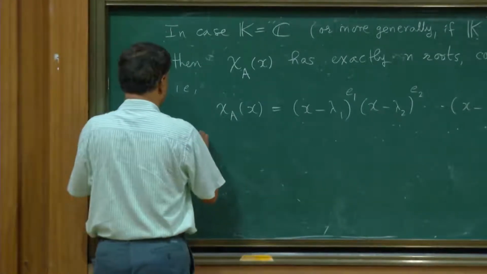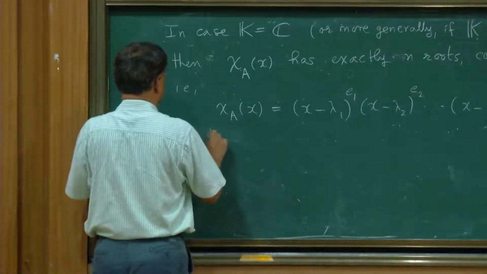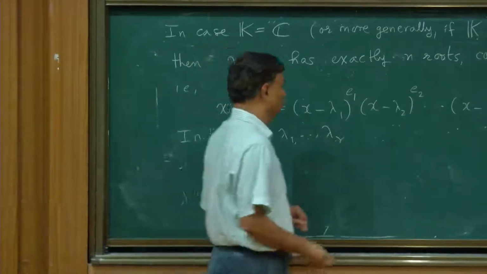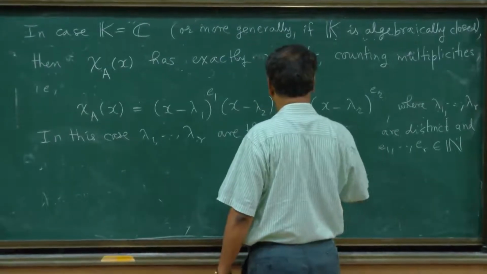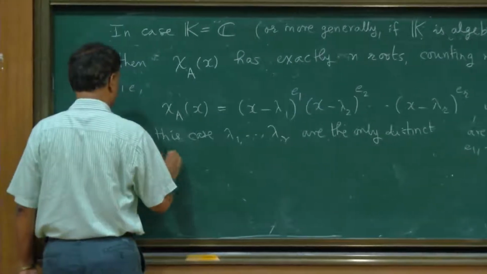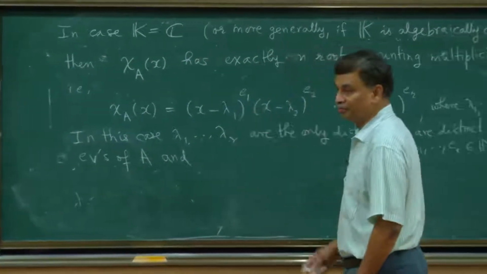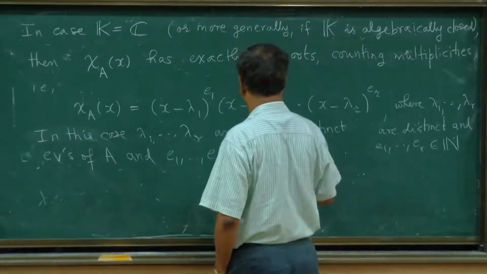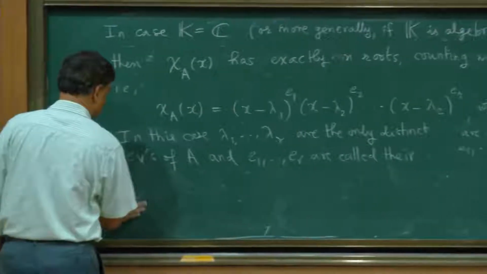So in this case, lambda 1 to lambda r are the only distinct eigenvalues of A, and the exponents e1 to er are called their algebraic multiplicities.